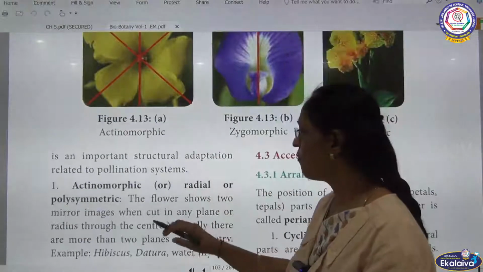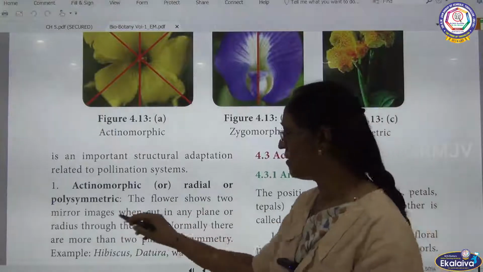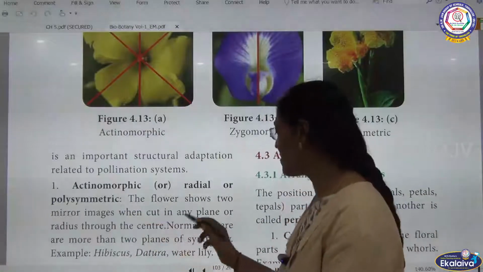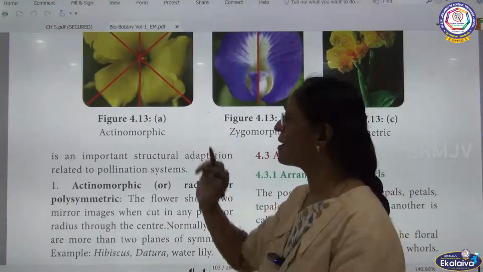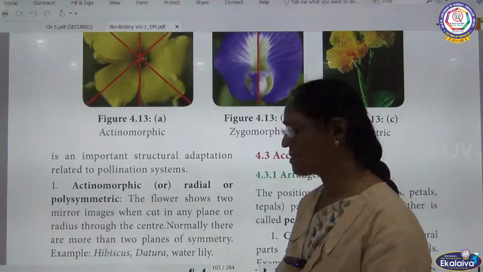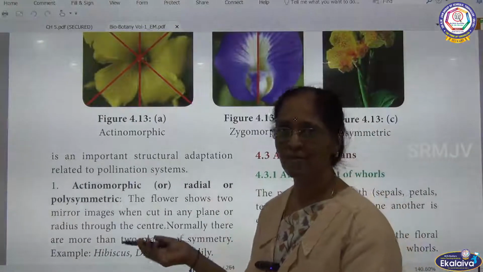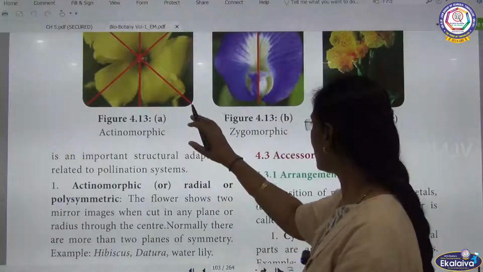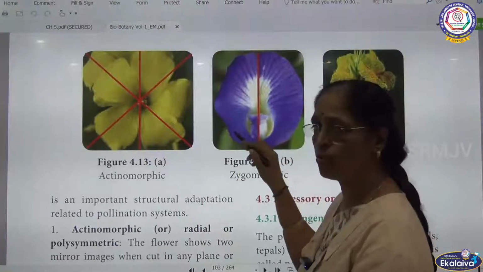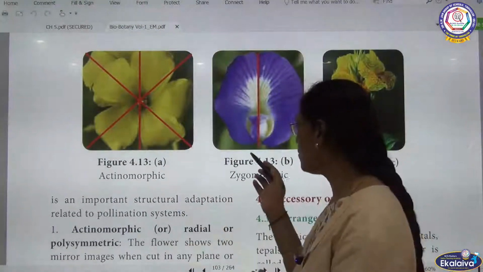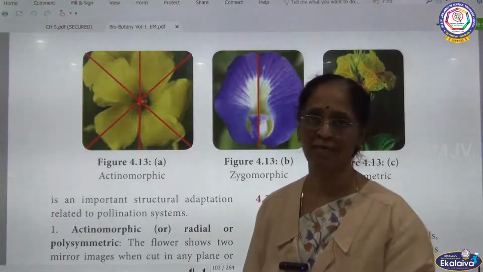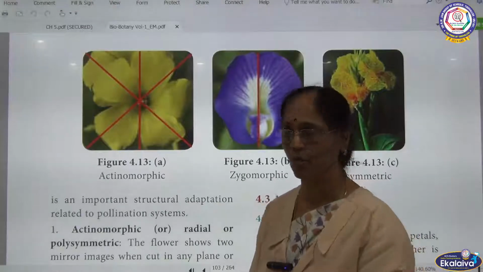So, if a flower shows two mirror images when cut in any plane or radius through the center, then you call this actinomorphic. You will find it in hibiscus and datura. Hibiscus is the shoe flower. If you can cut the flower into two equal halves in only one plane, then you call that zygomorphic, or bilateral symmetry.